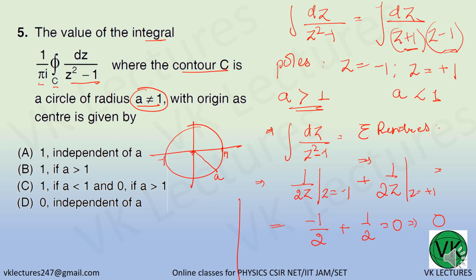Now we have another possibility, a less than 1. If a is less than 1, that means your poles are outside. This is your contour with radius a, and these are your poles. The poles are outside this contour, which means your integral dz divided by z squared minus 1 equals 0, because the poles are outside.